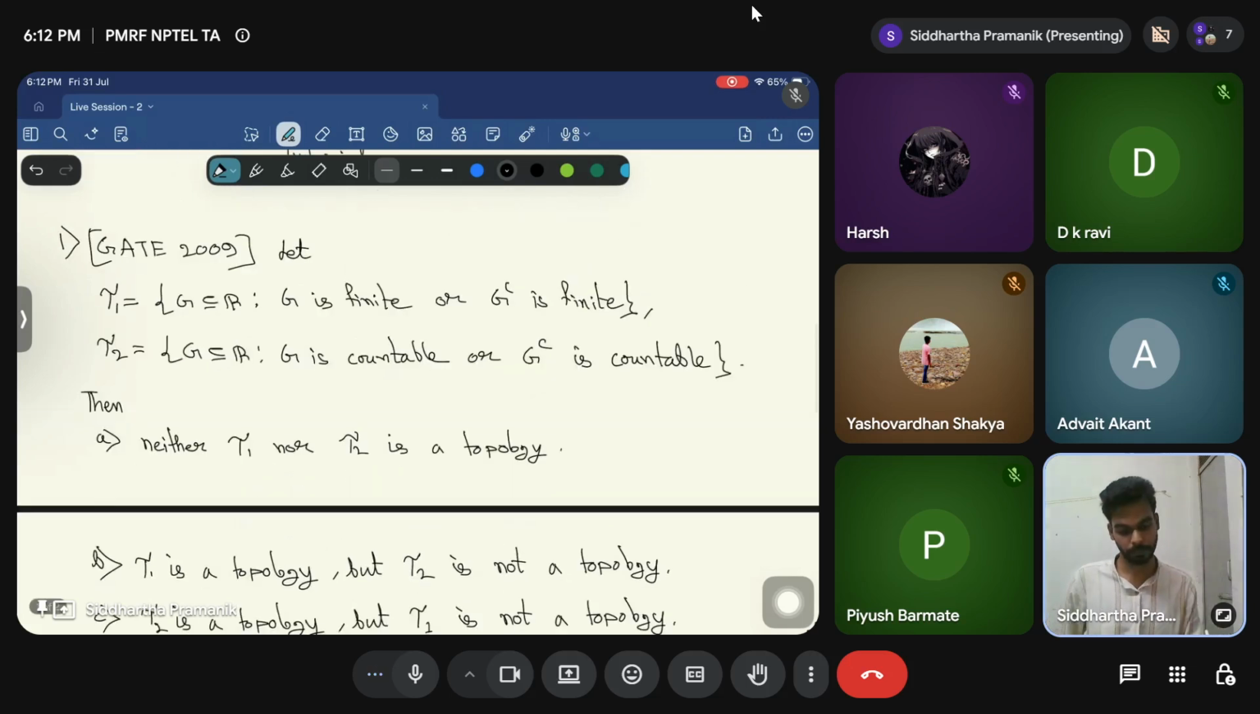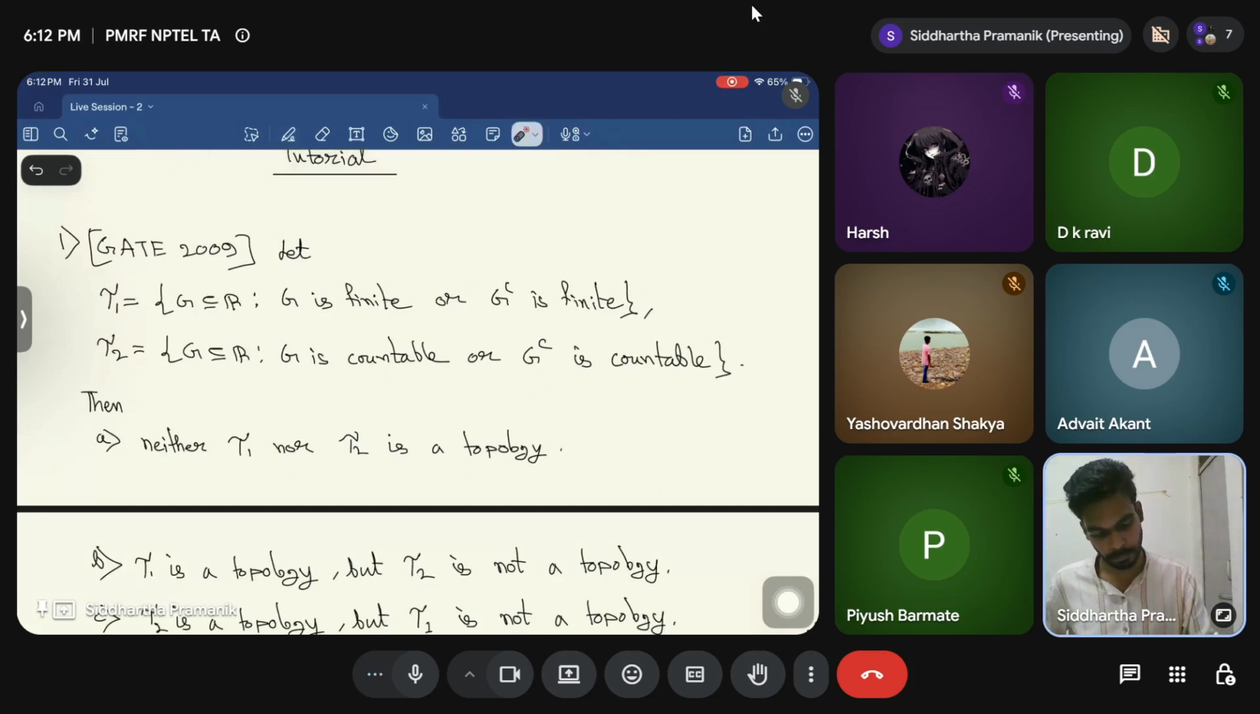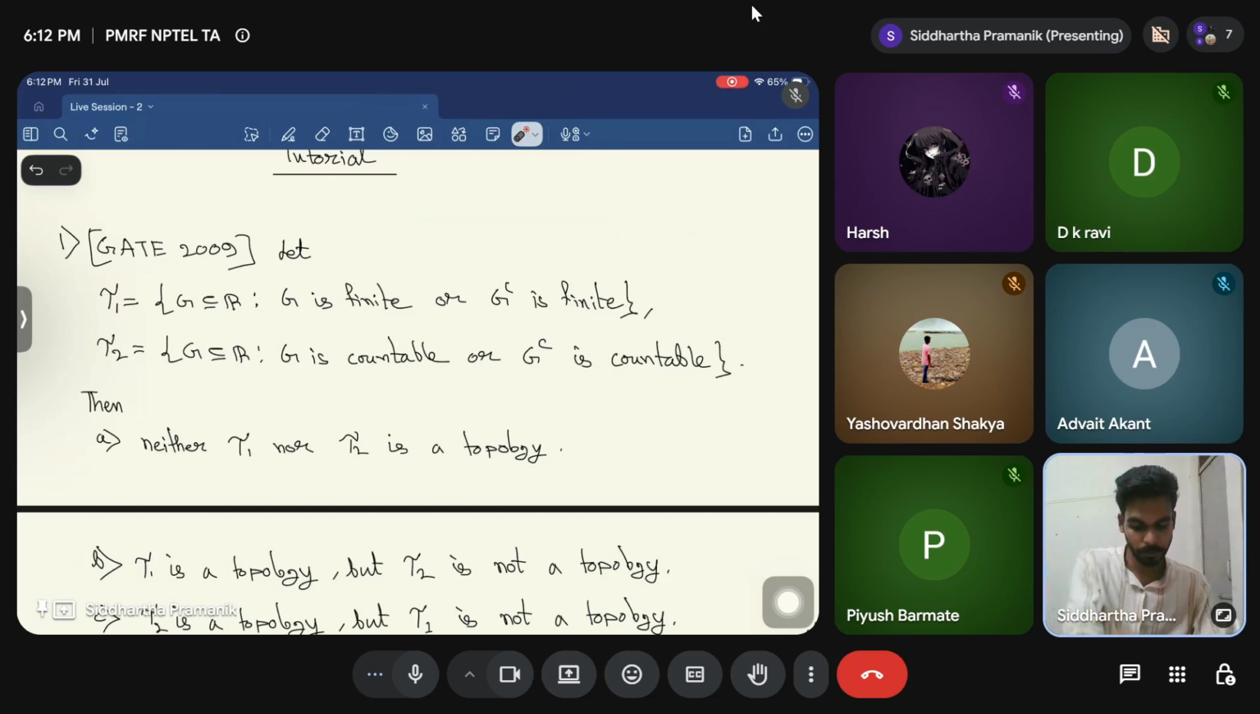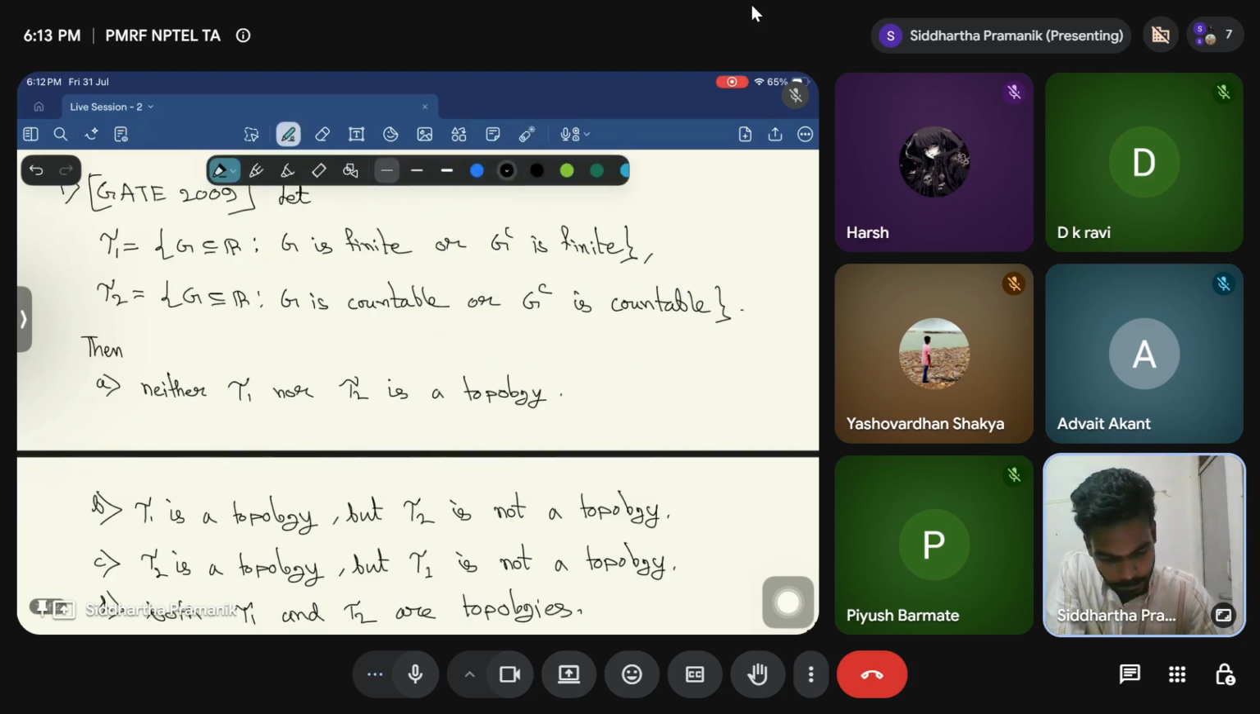Okay, so the question is very simple. The base set is the set of all real numbers, and we have two collections tau 1 and tau 2. Both are subsets of the power set of R. We need to check which one is a topology and which one is not. So let's start with the first one, tau 1: all those subsets of R which are either finite or whose complement is finite. Is it a topology on R? Try to think.